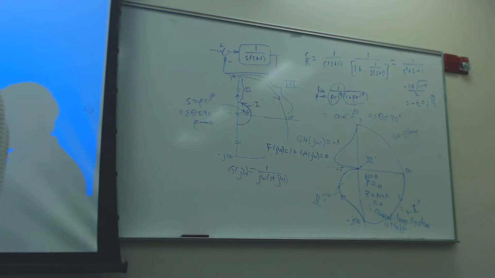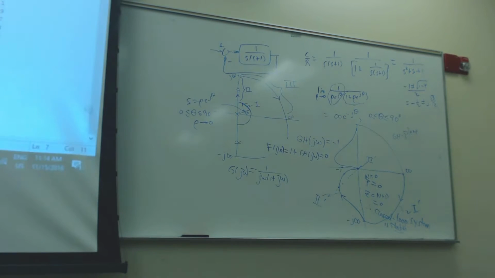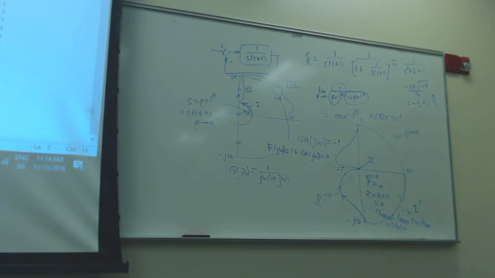Okay. I don't know if I have anything else on this one here. This up here is the open loop transfer function, 1 over S plus 1. Want to go through another example? Yeah, here it is.